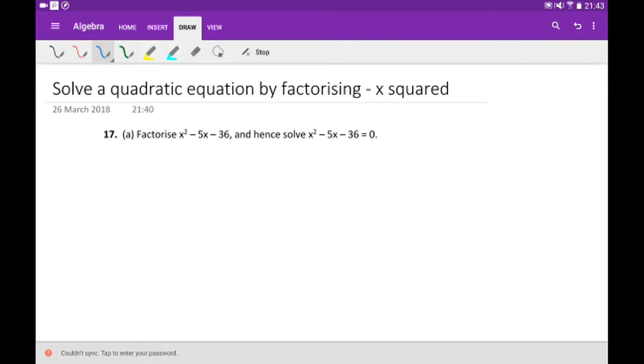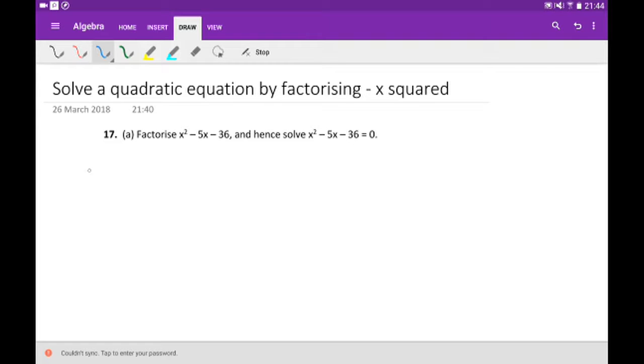Okay, we're going to look at question 17 from the recent mock exam that you just sat, and this is solving a quadratic equation by factorising, where we just have x squared. Okay, so there's the question. Factorise x squared minus 5x minus 36, and hence solve x squared minus 5x minus 36 equals 0.